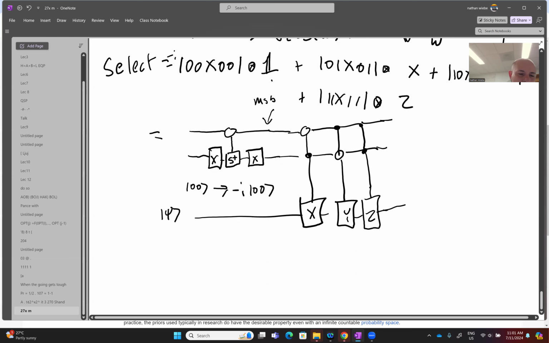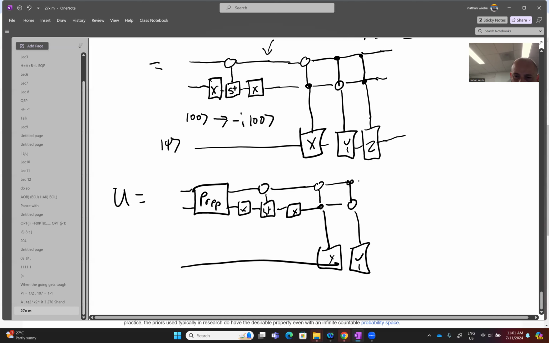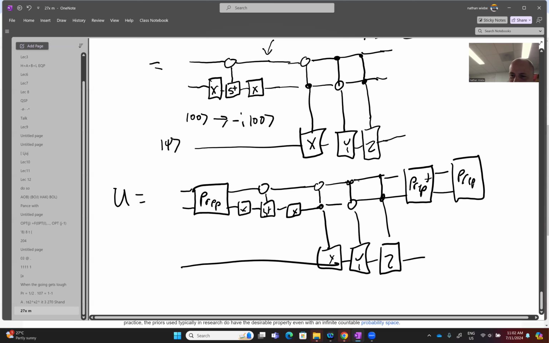So then the overall circuit will end up looking like this. U for our block encoding will have prep here, then X, an S dagger controlled, and then another X here. And this is our target state down here, on which we apply X, Y, and Z. And then we will have prep dagger up here.